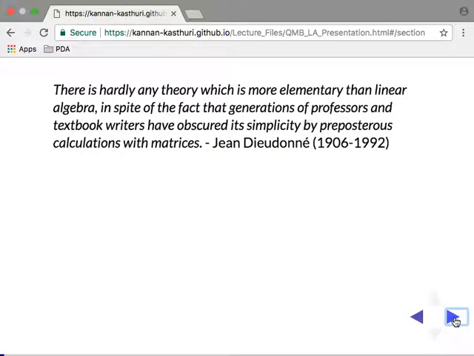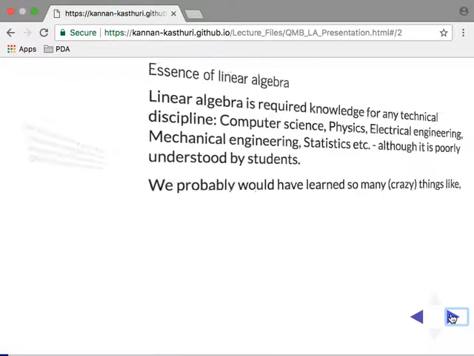There is a nice quote actually. "There's hardly any theory which is more elementary than linear algebra, in spite of the fact that generations of professors and textbook writers have obscured its simplicity with matrices." So that's the whole idea of this lecture: to actually demystify things about matrices. I'm going to ask some key questions in here.